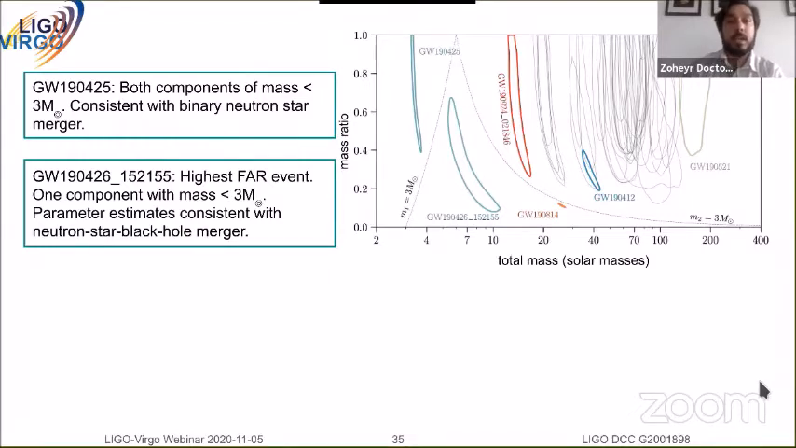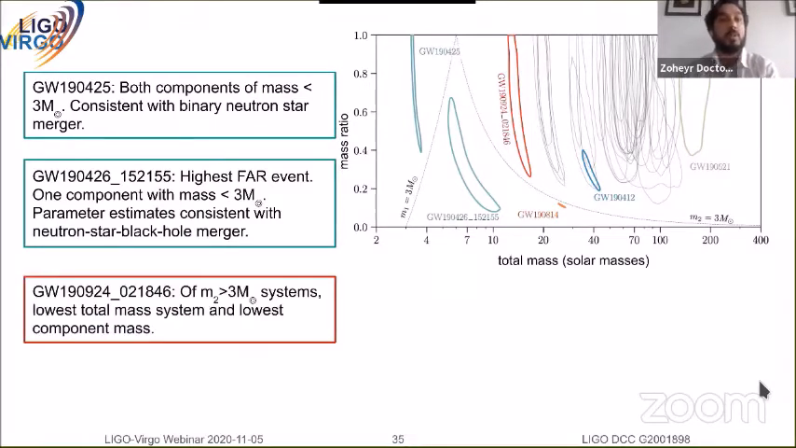The next event I want to highlight is GW190924_021846. This event is interesting because of all of the events where the secondary mass is greater than 3 solar masses, this is the lowest total mass system and likely has the lowest component mass. So this event is interesting because it's starting to fill in what the population of black hole mergers will look like near the 3 solar mass line.